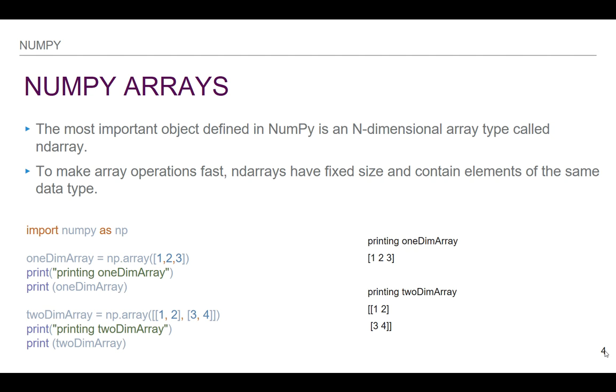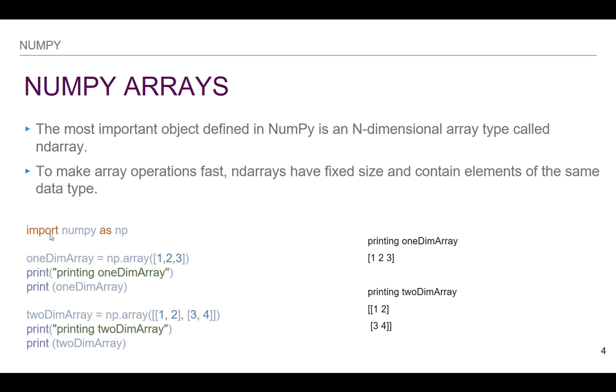Arrays make the core of the NumPy library, and an array is an n-dimensional array type. And in order to make array operations fast, these ND arrays have fixed size and contain elements of the same data type. So why is it important to have a fixed data size? Because if the array is resizable, then it can be stored in different places of the memory, and there will be some indirections, which you don't want to have if you're doing larger scale linear algebra operations.